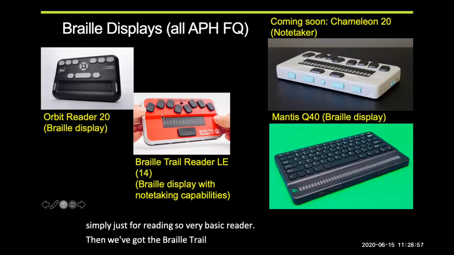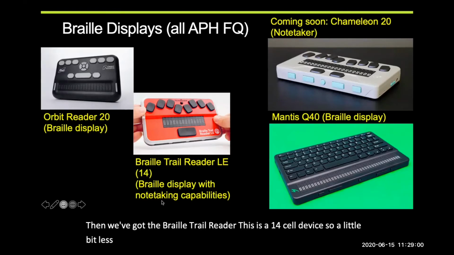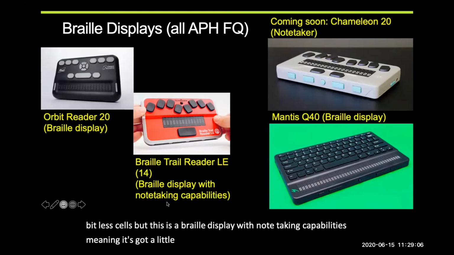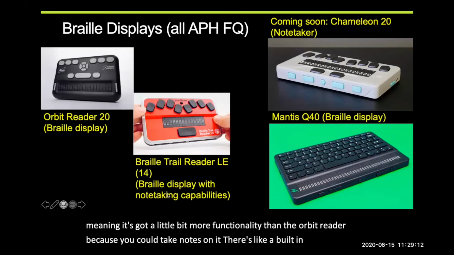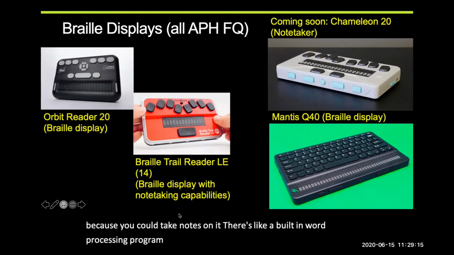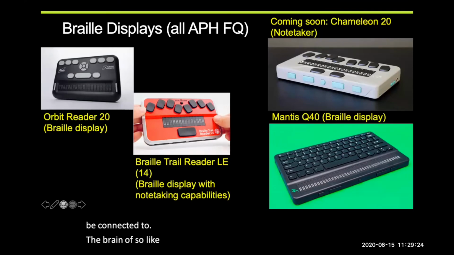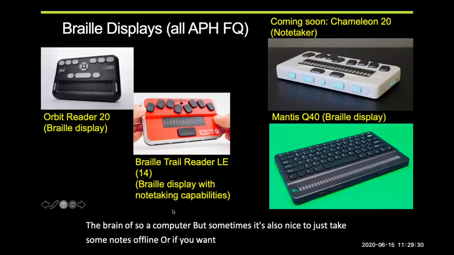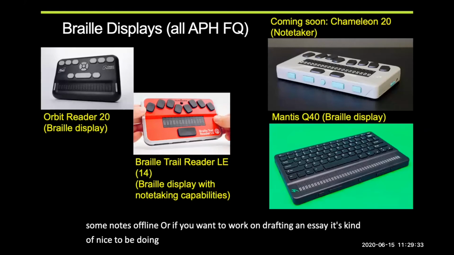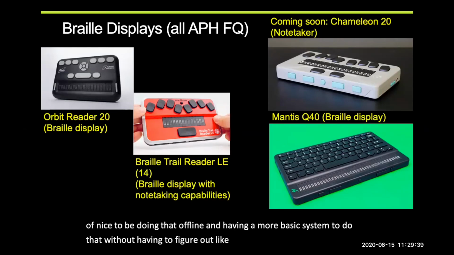Then we've got the Braille Trail Reader. This is a 14-cell device, so a little bit fewer cells, but this is a Braille display with note-taking capabilities, meaning it's got a little bit more functionality than the Orbit Reader because you could take notes on it. There's like a built-in word processing program. But again, if you really want to do more stuff, you've got to be connected to a brain, like a computer. But sometimes it's also nice to just take some notes offline. Or if you want to work on drafting an essay, it's kind of nice to do that offline and have a more basic system without having to figure out navigating through different programs on a computer.